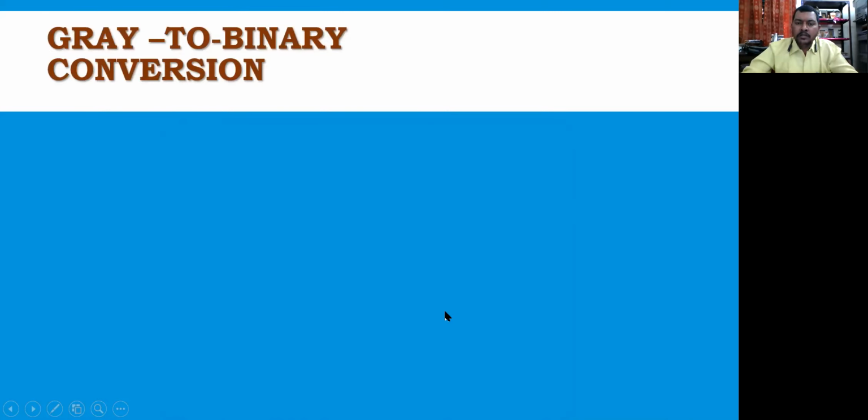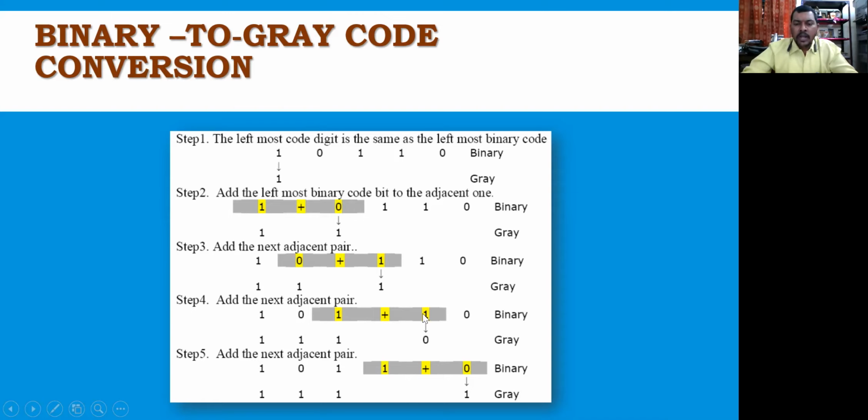In the last stage, we add the last two adjacent bits, the second last bit plus the last bit. So 1 plus 0 will give you 1, right? So the gray code equivalent of 10110 will be 11101. Sorry, there is one more bit over here. So it is 11101, 5 bits, right?